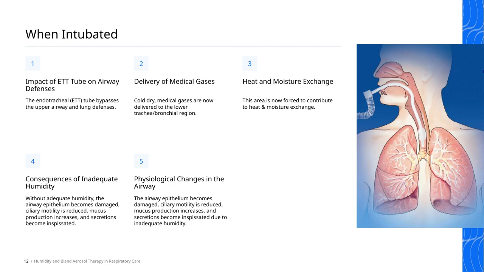However, when cold, dry medical gases are delivered directly into the lower trachea and bronchi, they bypass the upper airway, which normally warms and humidifies the air we breathe. This delivery of dry gases can lead to further issues, as the upper airway defenses are bypassed. The endotracheal tube, or ETT, essentially bypasses these natural defenses, making the airway more vulnerable to damage and infection. So, maintaining proper humidity during intubation isn't just about comfort. It's about protecting the airway's structure and function and supporting the body's natural defenses.